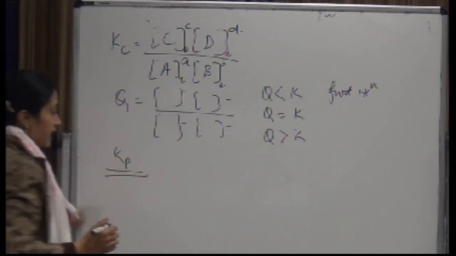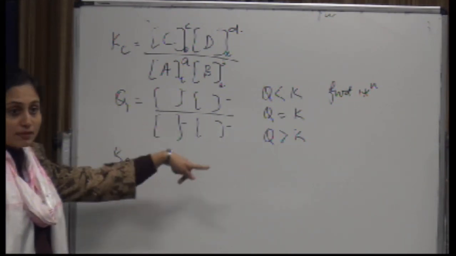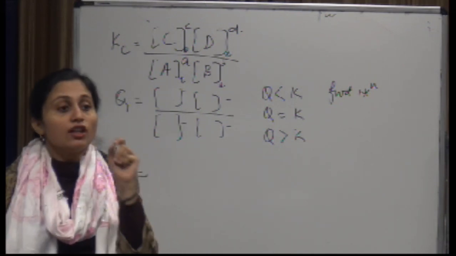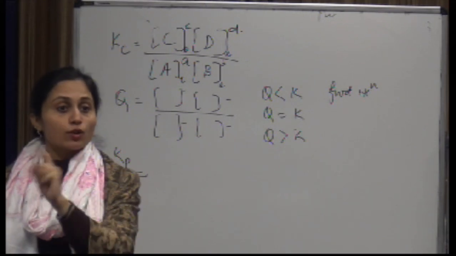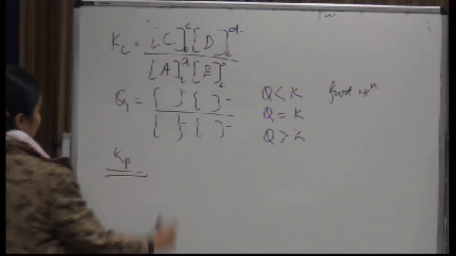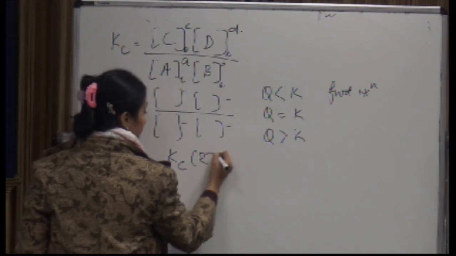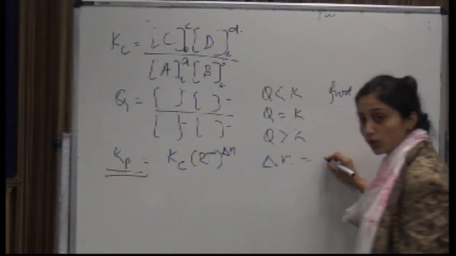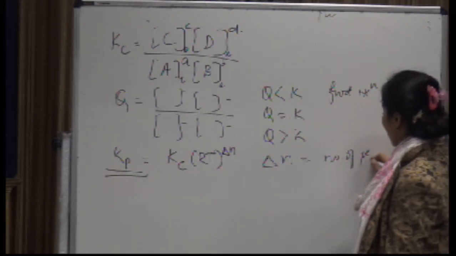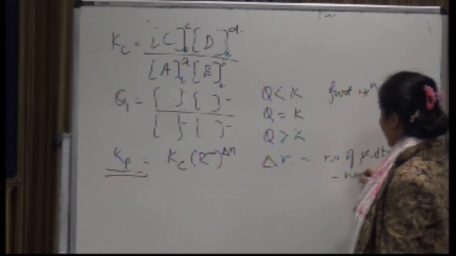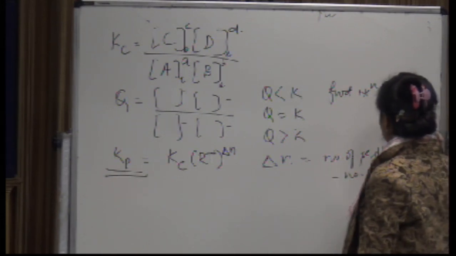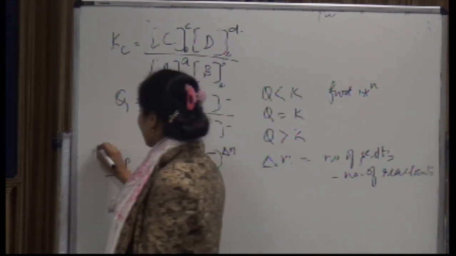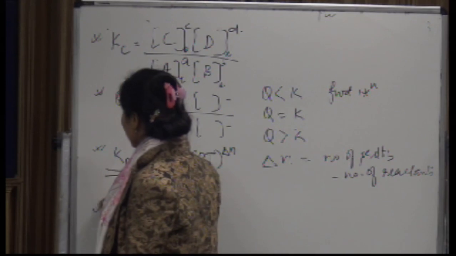One important thing is that Kp is in terms of pressure, and that pressure is related to your gases only, because we are using the ideal gas law equation here to write down P is equal to C into RT. So your Kp will be equal to Kc into RT to the power delta N. And what is this delta N? This is the change in the number of moles of products minus number of moles of reactants, in which you will be considering by and large your gaseous molecules.